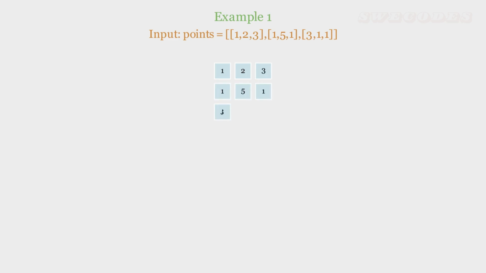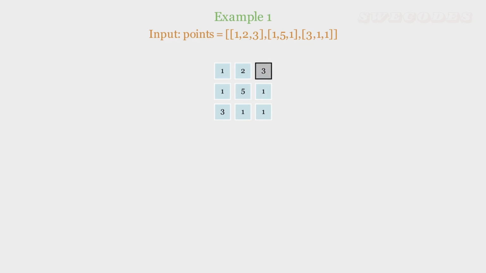Let's start with example 1. Our input is a 3x3 matrix of points. 1, 2, 3, 1, 5, 1, 3, 1, 1. Here's our matrix visualized. Each cell represents a point value. Now, we need to select one cell from each row to maximize our total points. Watch as we highlight the optimal selections.